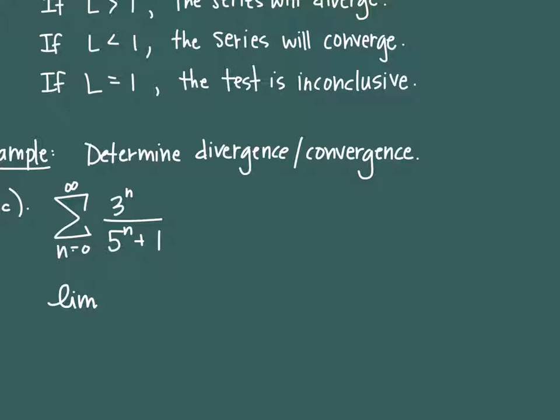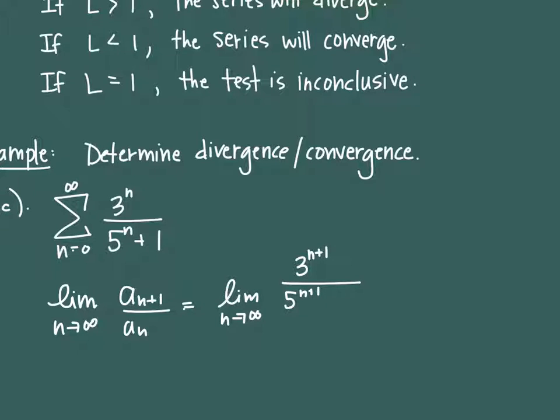Now if you don't like n, if you'd rather use k, k works too if it bothers you. But the ratio test says to take the n plus 1 term divided by the n term. So for me, the n plus 1 term would be 3 to the n plus 1 over 5 to the n plus 1 plus 1, divided by the original n term, which is 3 to the n over 5 to the n plus 1.